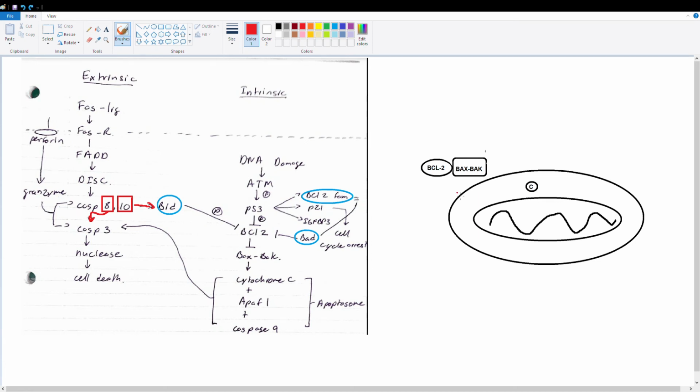Hey guys, so today I'm going to be doing a quick video on apoptosis, also known as programmed cell death. We're going to run through the extrinsic and intrinsic pathways and go through some of the key players.